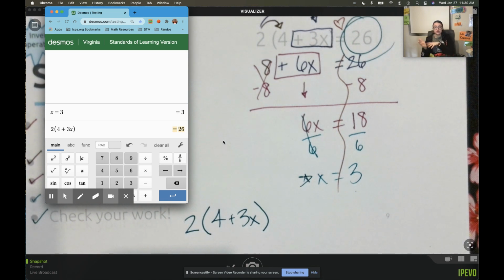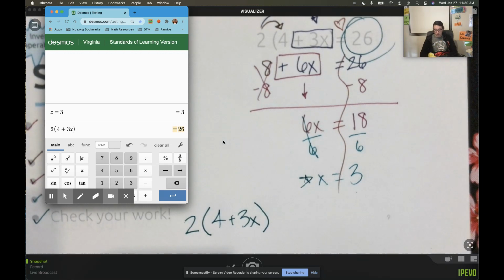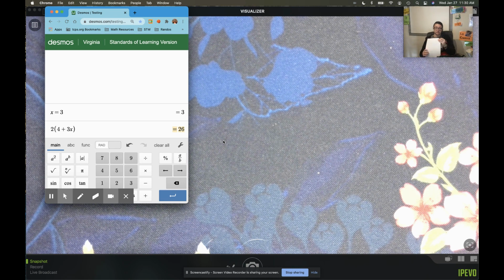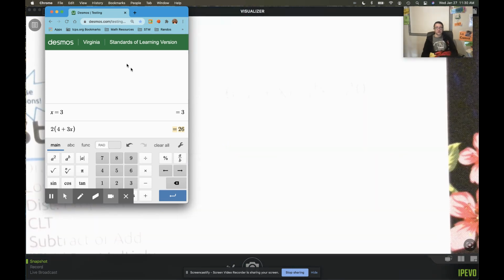Pause that if you need to go back, rewatch it, write these things down. Otherwise, now we're going to do an example where we are doing combining like terms and the distributive property in one. We're going to have to do both of those things in one problem. So let's take a look at this.